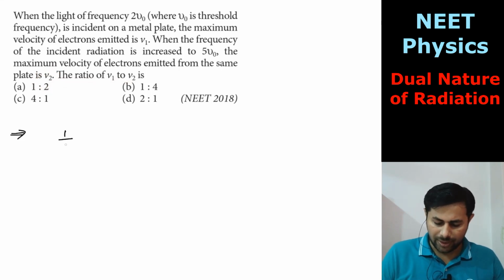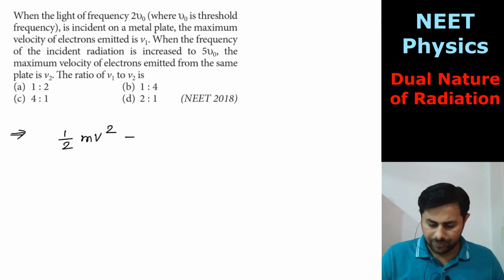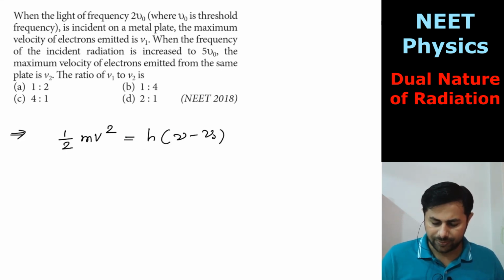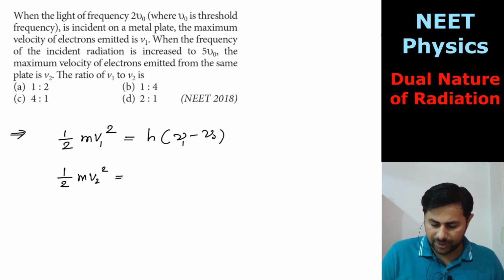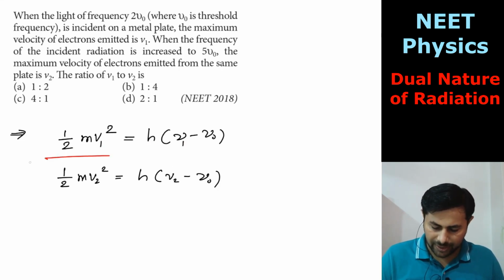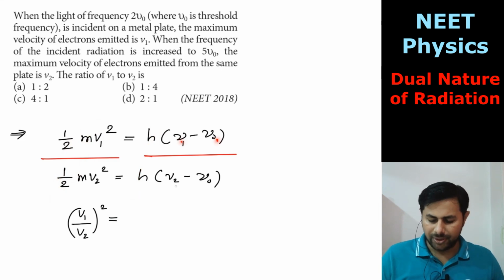You have half m V squared, let's say just V in place of V max, is equal to h into nu minus nu naught. Let's use this equation twice, that's it. So half m V1 squared is equal to h times nu1 minus nu naught, and half m V2 squared is equal to h times nu2 minus nu naught. Divide the first equation by the second. So h gets cancelled, half m gets cancelled. You have V1 by V2 squared is equal to nu1 minus nu naught divided by nu2 minus nu naught.